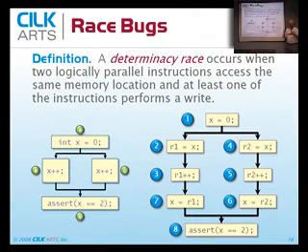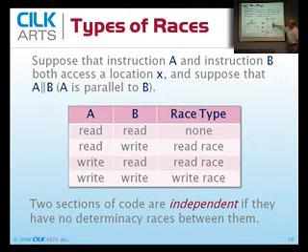Okay? And so there's been a lost update, because we have 2 instructions trying to write, and they both got the value 0 rather than one getting the value 0 and the other getting the value 1.